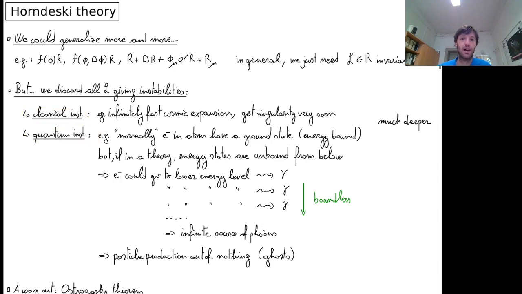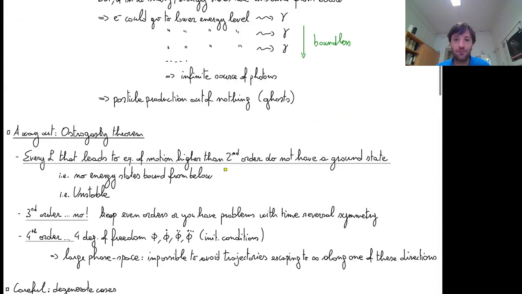Okay? How can you do then? How can you choose? You know, these are just three examples. You could make other mixtures of these terms. How can we say, okay, this is a good combination, this is a bad combination? Well, thanks to physics, there is a way out, which is the Ostrogradsky theorem.